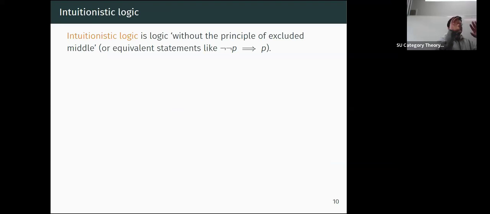Now, okay, formally, this is not a formal definition, but this is also not a course on formal logic. I think this is maybe intuitively a good way to think about what intuitionistic logic is.